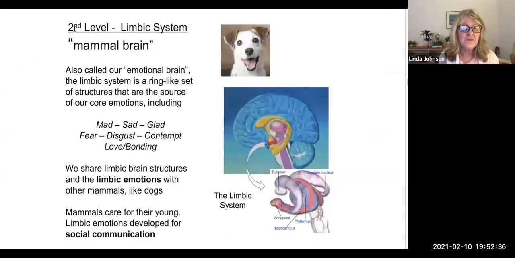Okay, so then we have the second level of the brain, which is the limbic system in the middle of the brain. It's a bunch of very unique and distinct structures, as you can see here, a series of ring-like structures that enable us to feel these primal emotions of mad, sad, glad, fear, disgust, contempt, and love and bonding, attachment. So we share these. Dogs have limbic systems that are very attuned to us. And you can see what the expression on this dog's face is and what he's feeling. There's a part of your brain called mirror neurons that can read that dog's face instantly, because what that dog's feeling is stimulated by mirror neurons, a small amount of that in you. So you know, it's a kind of mind reading.